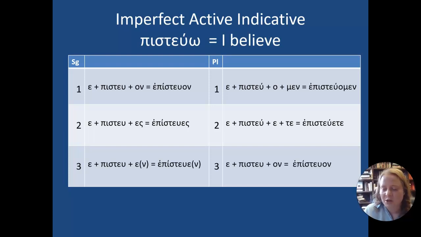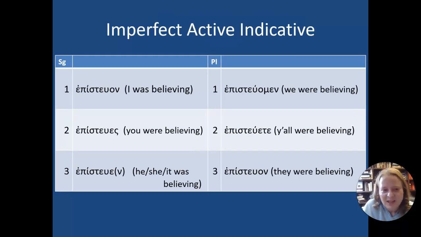Pisteuo is a totally stable, consistent verb, and there's no unusual forms to it, and so that's why it's also a perfectly fine one to use to learn things on, and so I prefer that. So these are them. Episteuon, I was believing. Episteues, you were believing. Episteuen, he, she, it was believing.